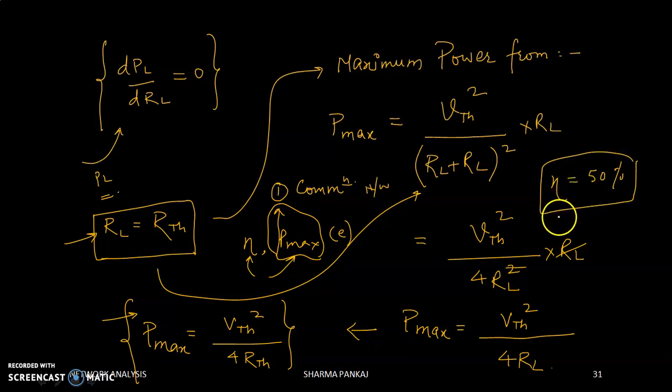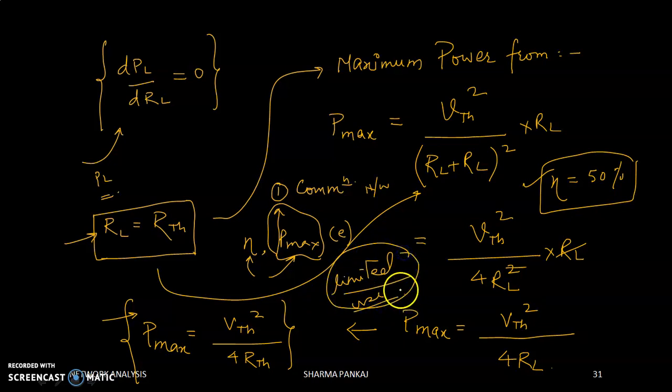For a network supplying maximum power to any branch, the efficiency is only 50%. So the use of the maximum power transfer theorem is actually very much limited. Kindly note this. The use of maximum power transfer theorem is very much limited in electrical and distribution networks. We have very limited use in power systems.